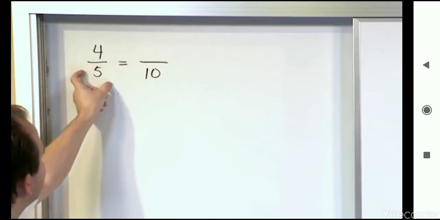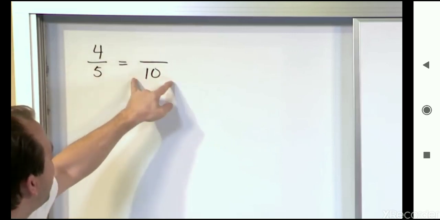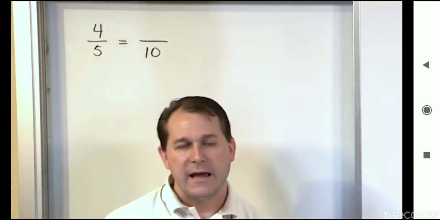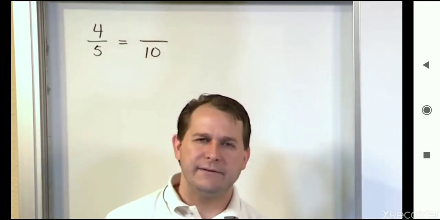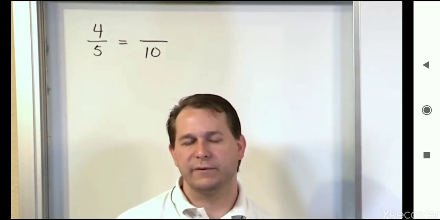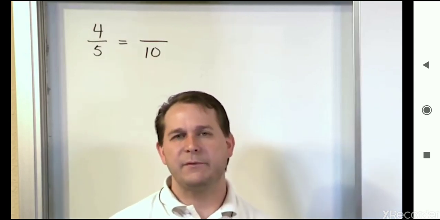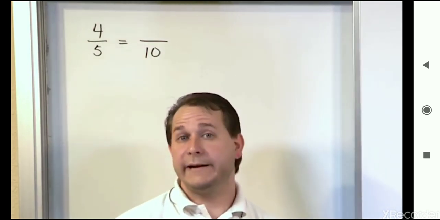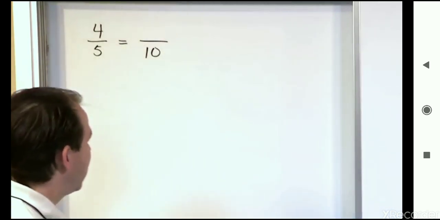So in other words, you have 4/5, and you're told that it's equal to another fraction with a bottom number of 10. And so it's your job to figure out, if it's equal to another fraction with a bottom number of 10, what would the top number have to be to do that? Okay, so again, remember, you can multiply a fraction by anything you want as long as you do it to the top and the bottom.